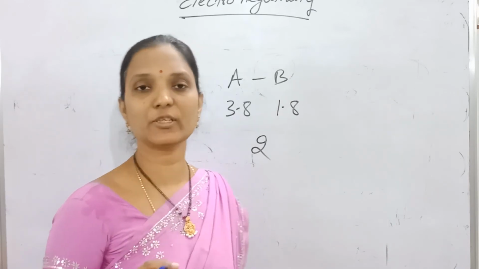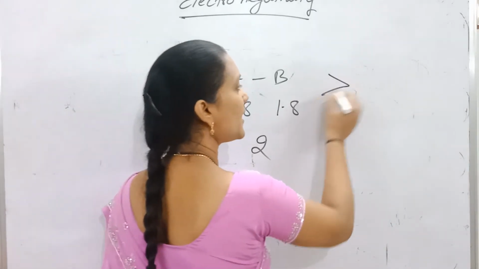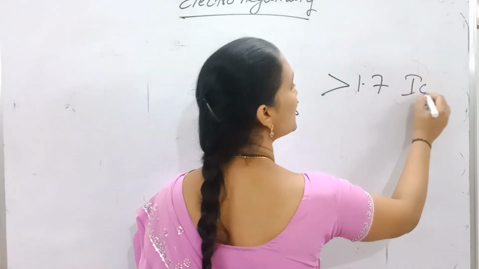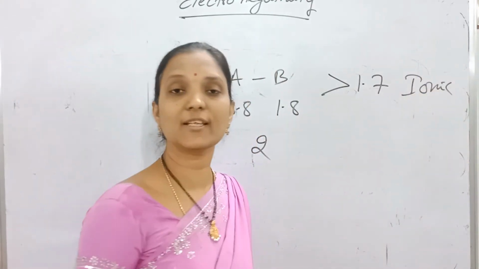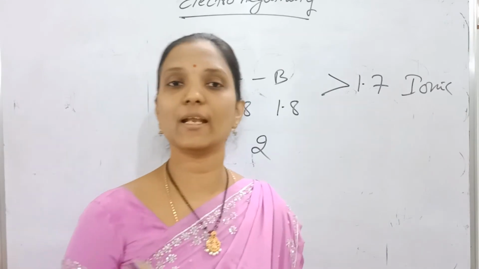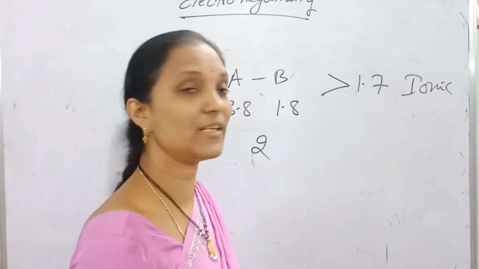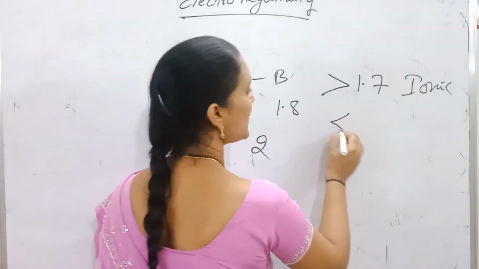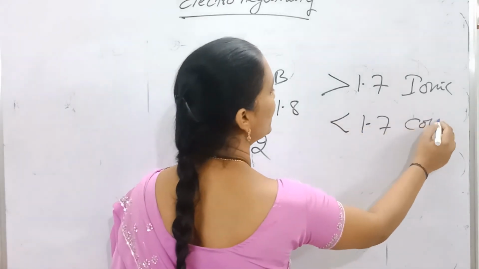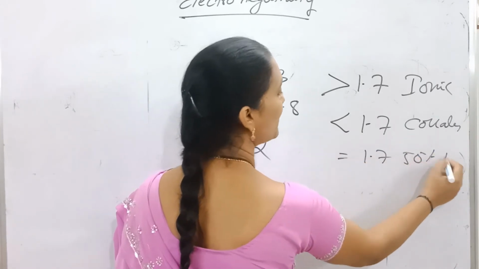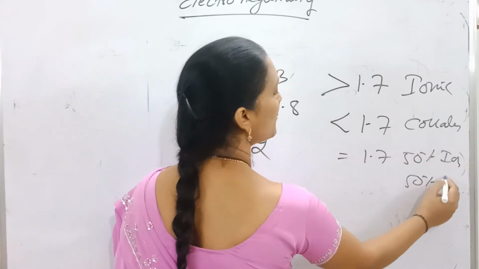If the electronegativity difference between two elements is more than 1.7, then the nature of the bond is ionic. So we can find the nature of the bond using the electronegativity difference. If the difference is more than 1.7, ionic in nature. If it is less than 1.7, covalent in nature. If it is equal to 1.7, 50% ionic and 50% covalent in nature.